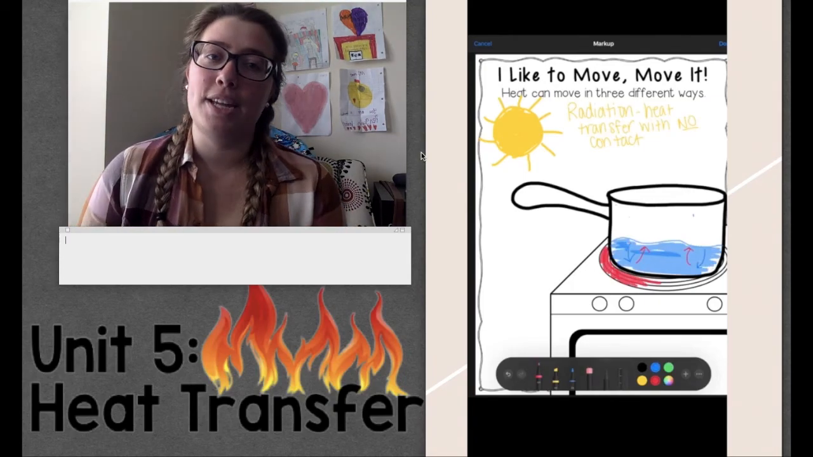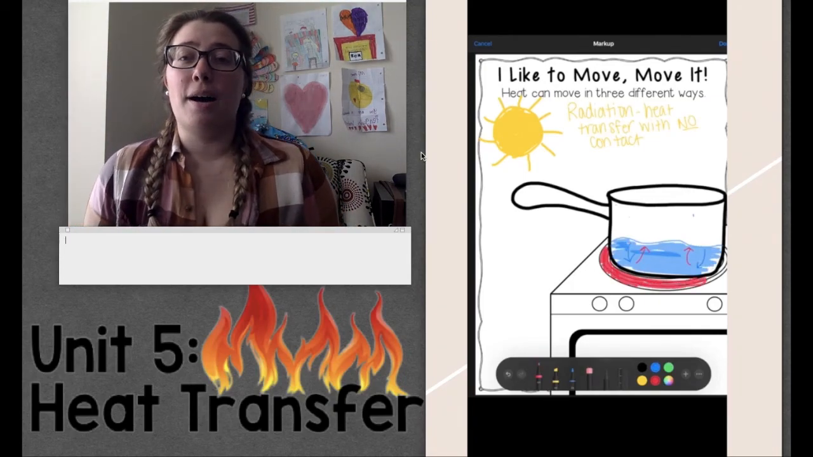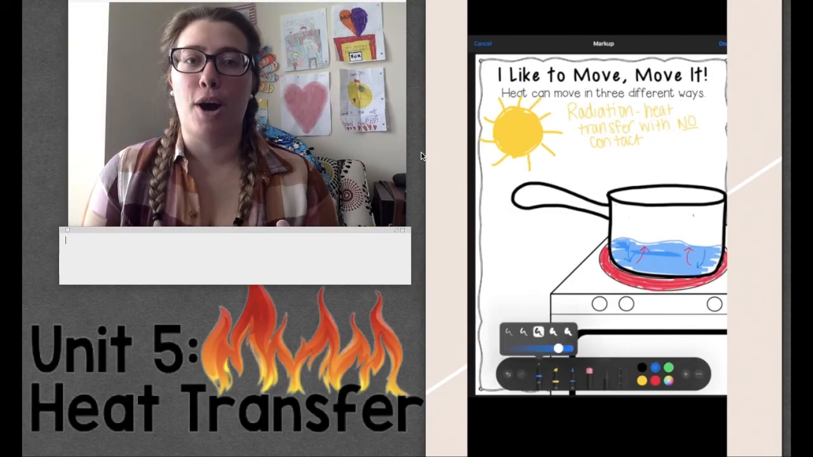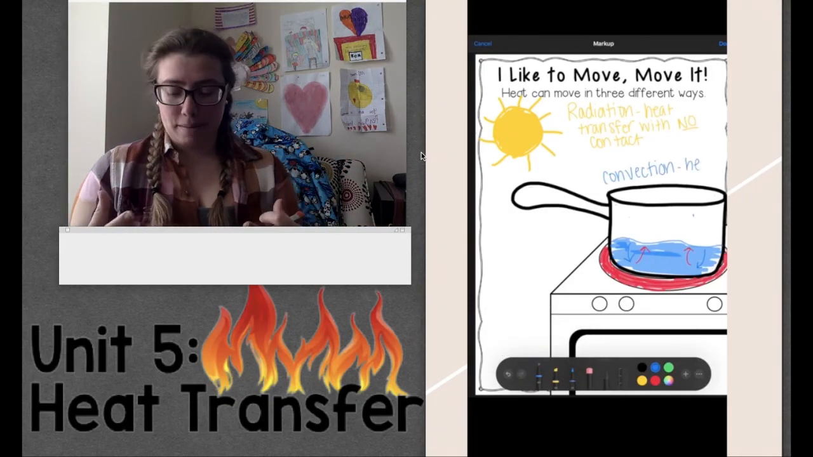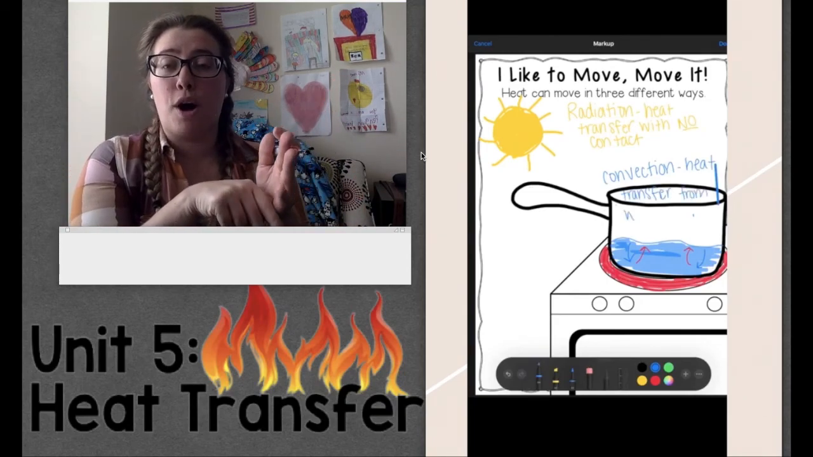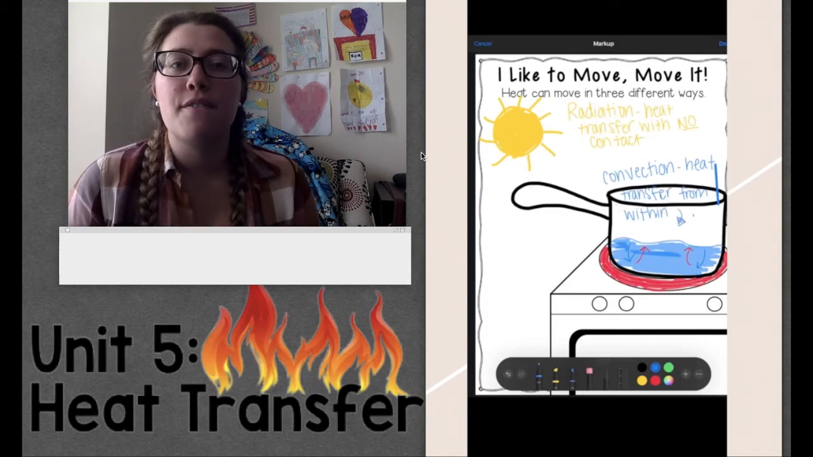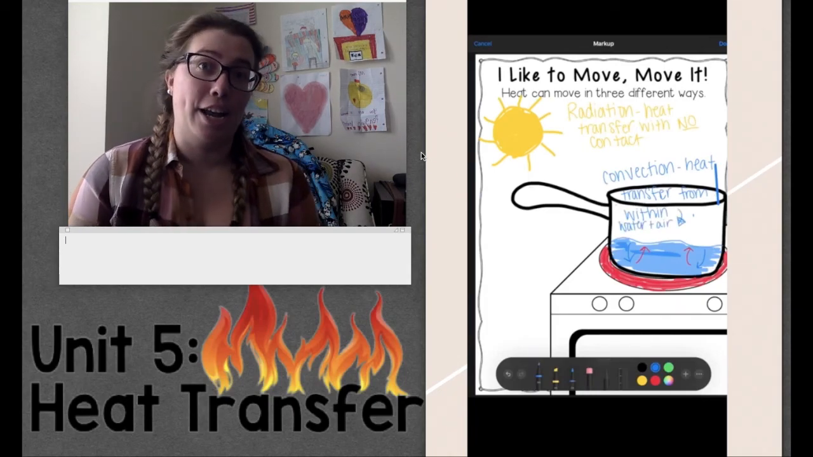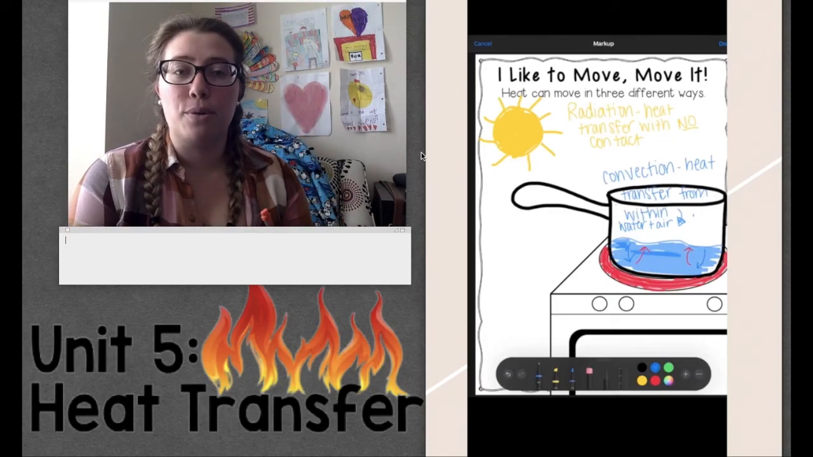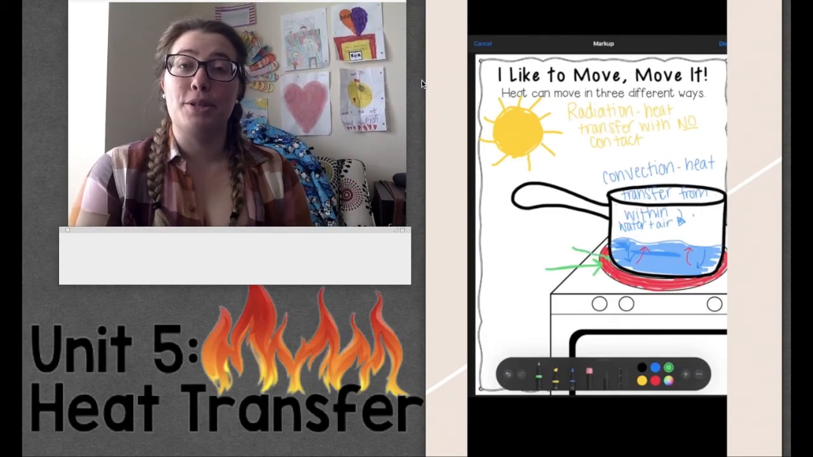Second way that we talked about was heat transfer from within air or within water. Within a boiling pot of water, how the warm water will rise and the cold water will fall, and that was convection. We also talked about hot air balloons, how the hot air will rise to the top of the balloon and the cold air will drop, and that's what keeps the balloon up.